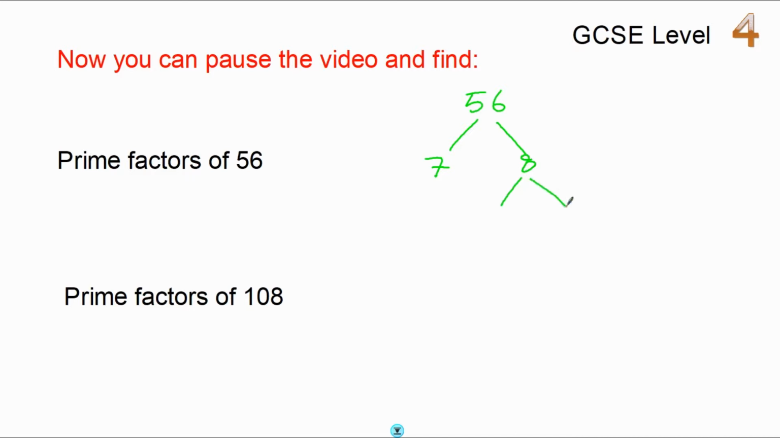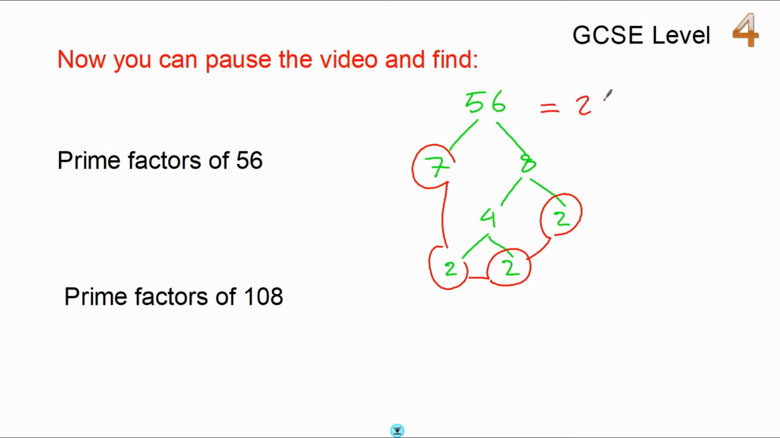On an 8, we can write 8 is 4 times 2. 2 is a prime number, but 4 can go further. 4 is 2 times 2. So what we have is 7 times 2 times 2 times 2. We are looking at the end of the tree, so 56 is equal to 2 times 2 times 2 times 7, or 2 to the power of 3 times 7.